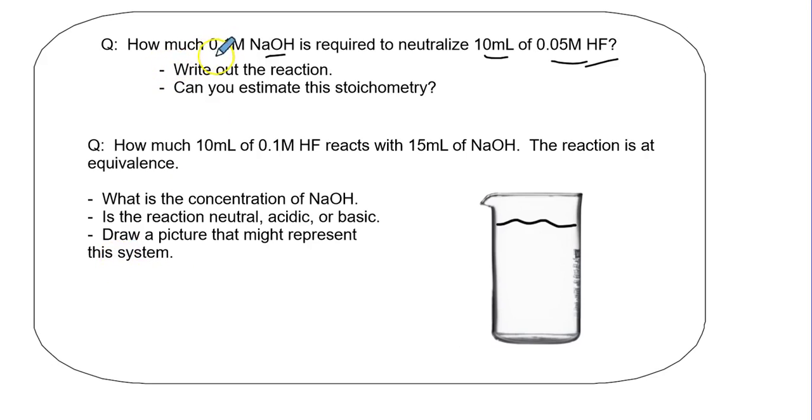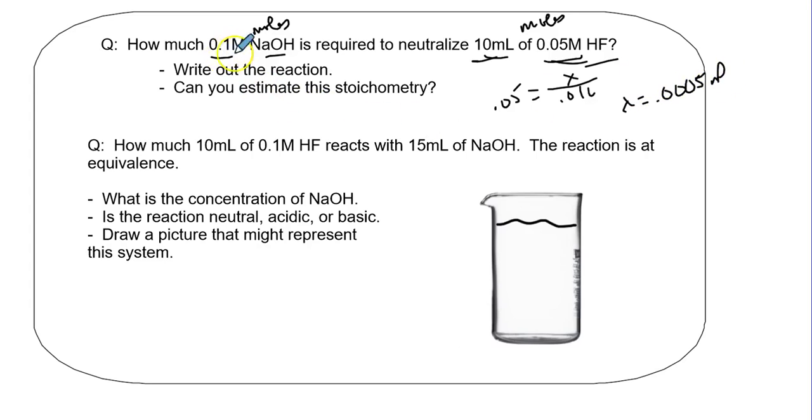So how much 0.1 molar NaOH is required to neutralize 10 milliliters of this? Well, whatever moles we have here is the moles we need here. And that's kind of how I did it the long way the first time, so let's just do that again. 0.05 equals x moles over 0.01 liters. We'll multiply it out: 0.01 times 0.05 is 0.0005. So x equals 0.0005 moles.